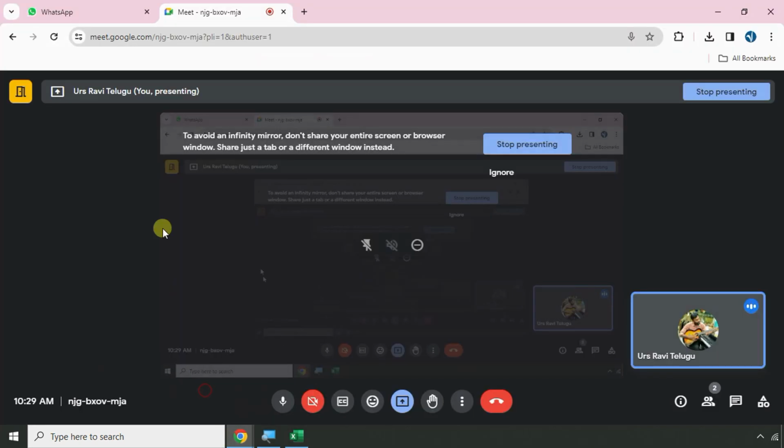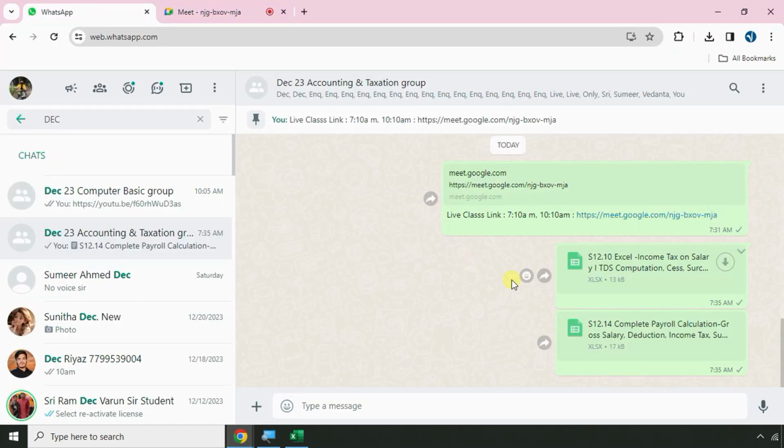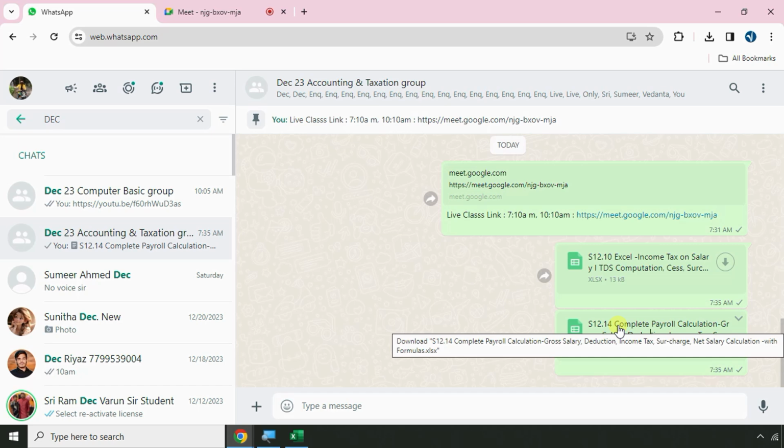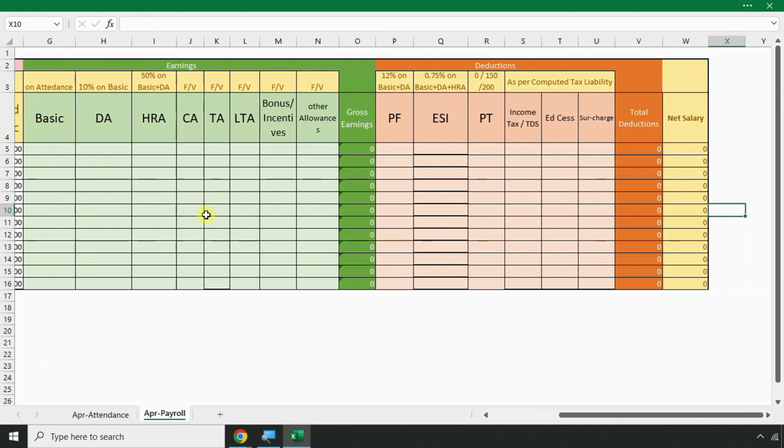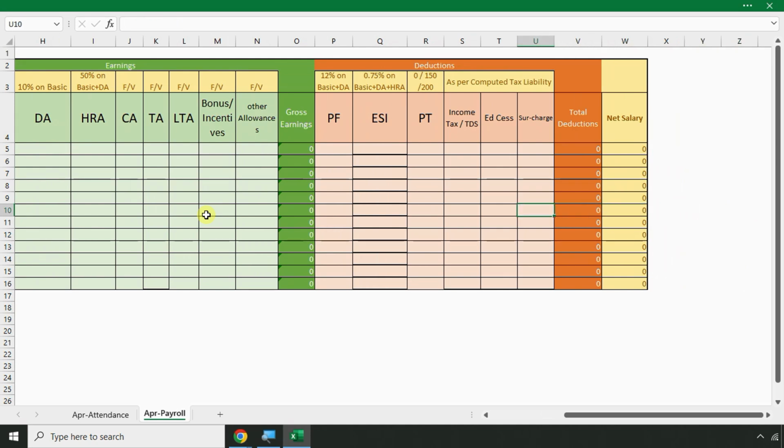We are going to discuss payroll calculation, including all the pay heads, and we are also going to show TDS deduction on salaries.